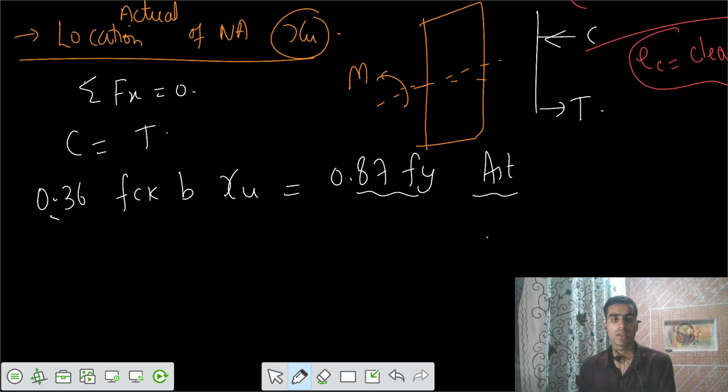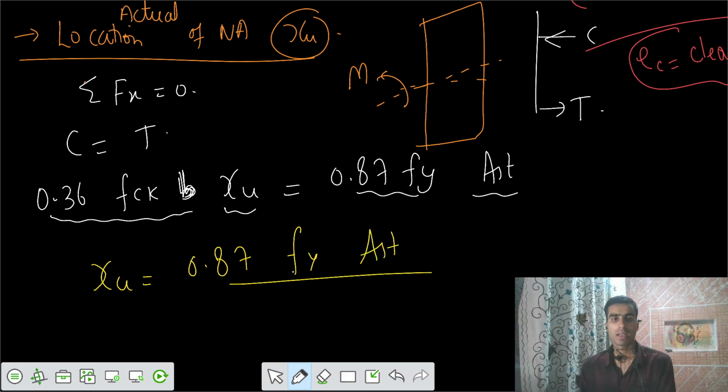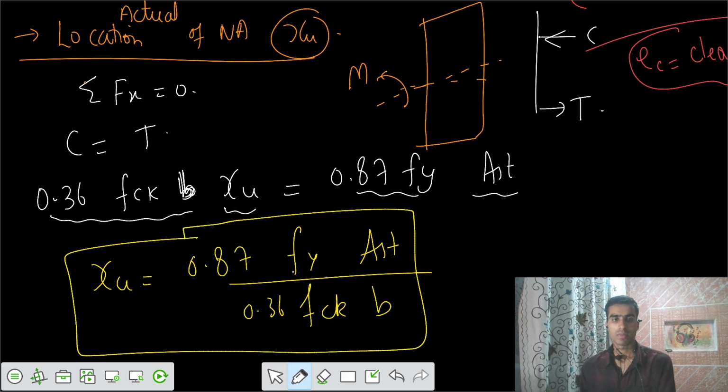This is stress into area: our stress block area into width b. And then from this, can you get the value of xu? So the value of xu would be equal to 0.87 fy Ast divided by 0.36 fck b. So this is our actual location of the neutral axis, the equation for calculating the actual neutral axis location from the top.